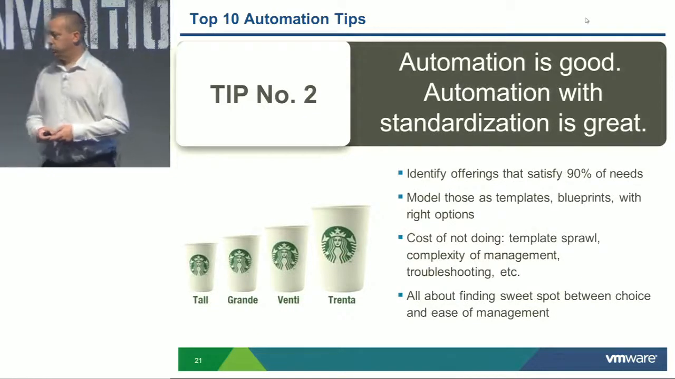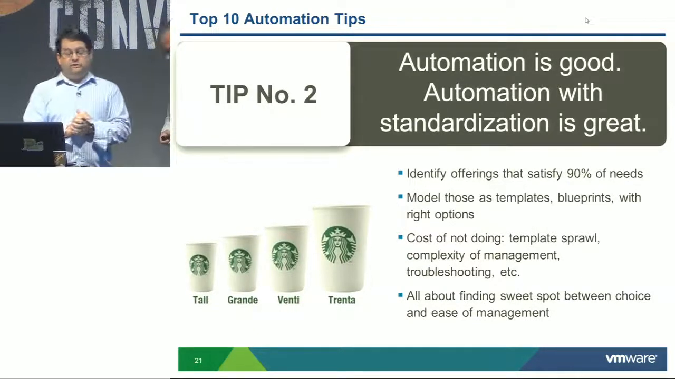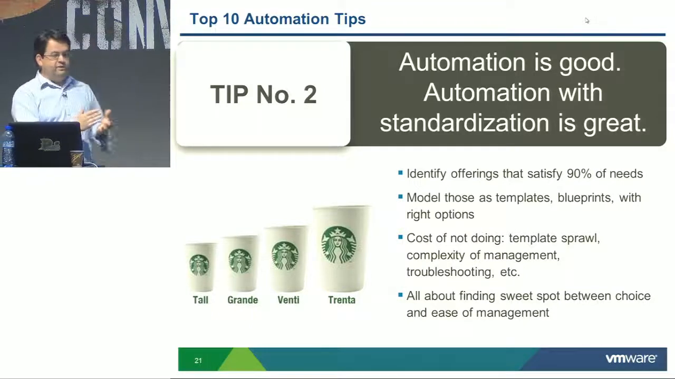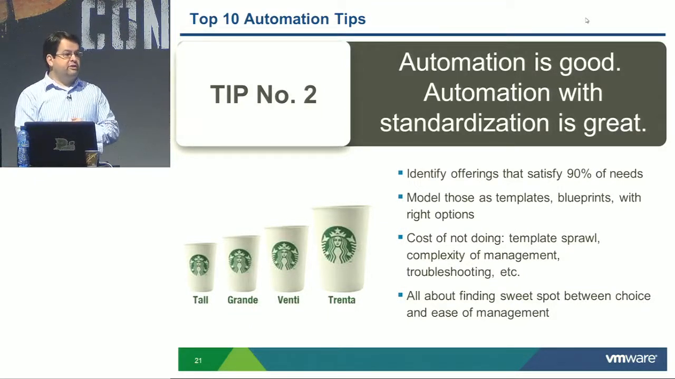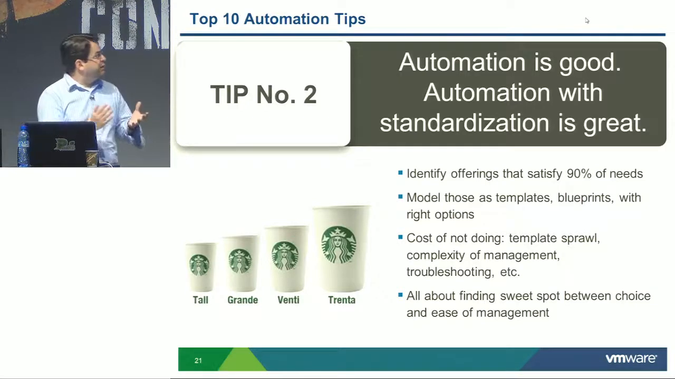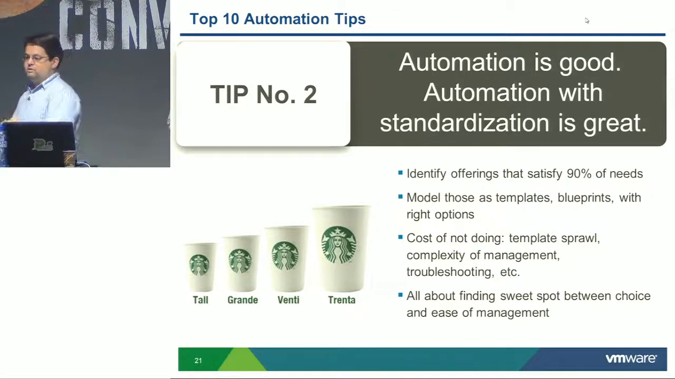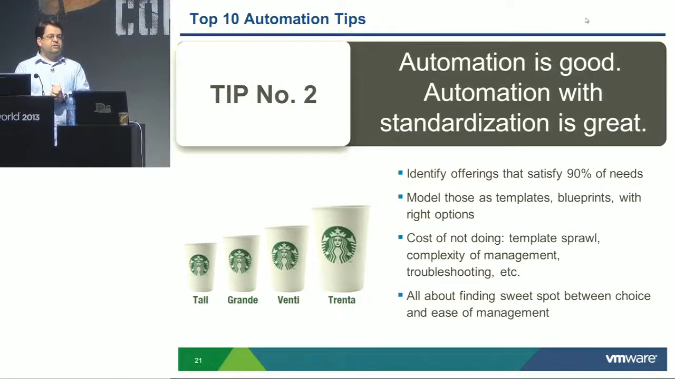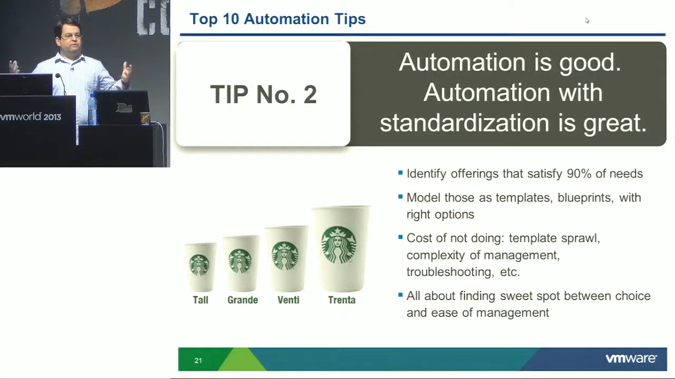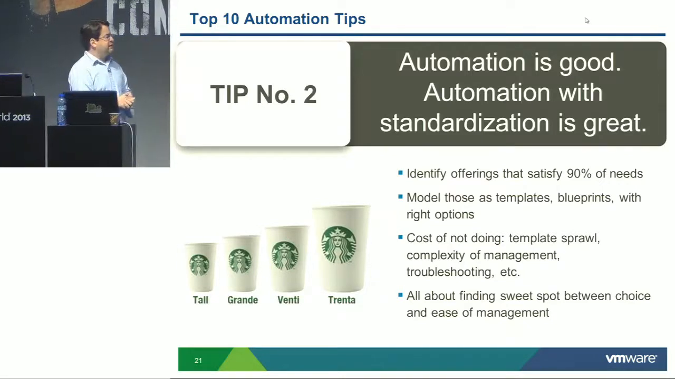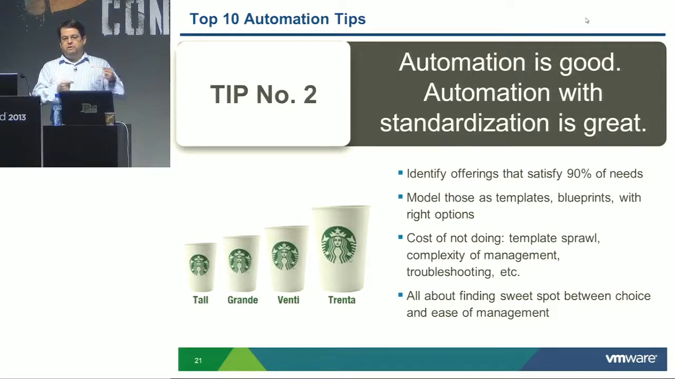So another lesson learned and tip we'd like to share is that automation is good, obviously. If not, we wouldn't be standing here. But automation with standardization, that is great. And here's why. If you try to do automation, but you have hundreds of different permutations of blueprints or environments that you offer to your customers, they may request so many variations that even though the provisioning is automated, afterwards the troubleshooting is going to be a nightmare, right?